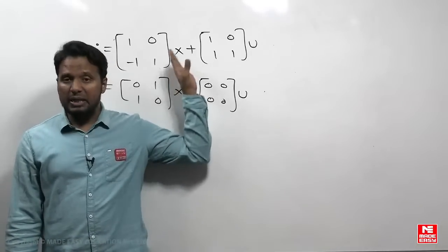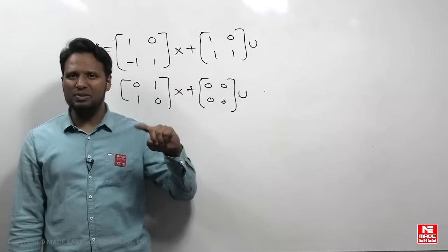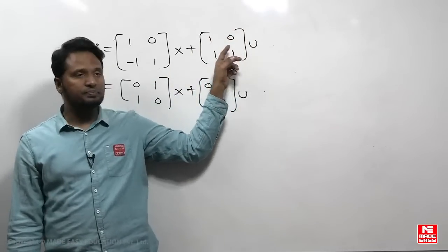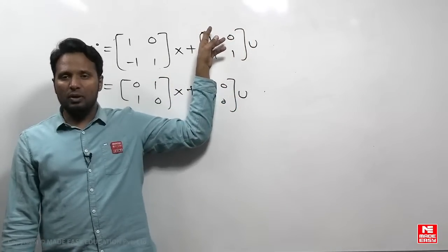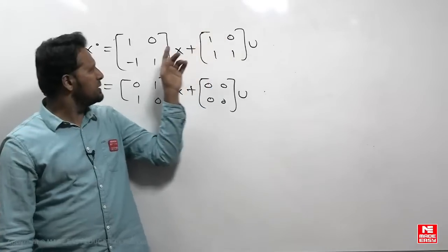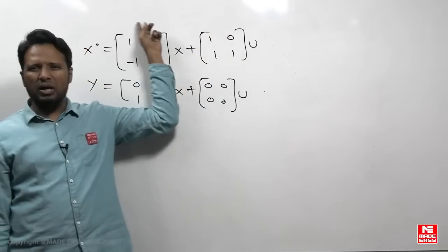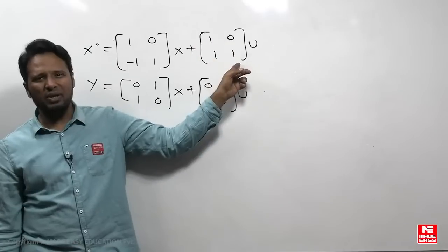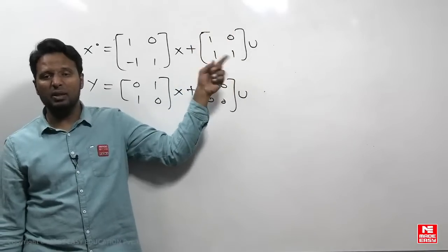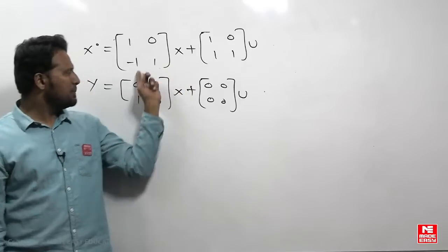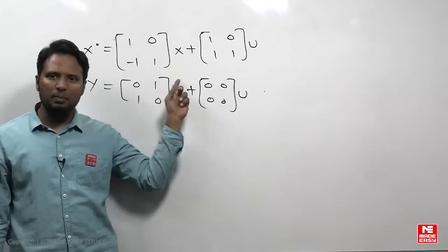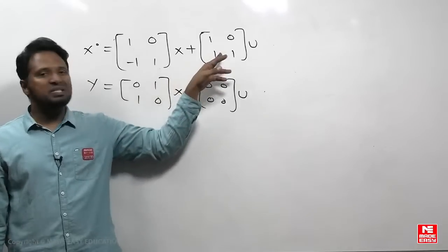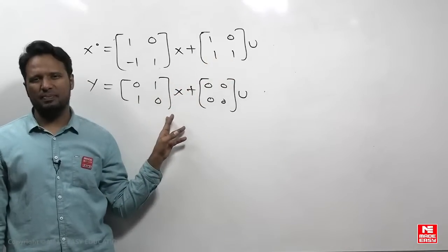I want you to understand this particular question, which is a multivariable system. The order of the A matrix will be the order of the system. The number of rows of B will be the order, and the number of columns will be the number of inputs. The number of columns of C will be the order of the system, and the number of rows will be the number of outputs. So this system has two inputs and two outputs.